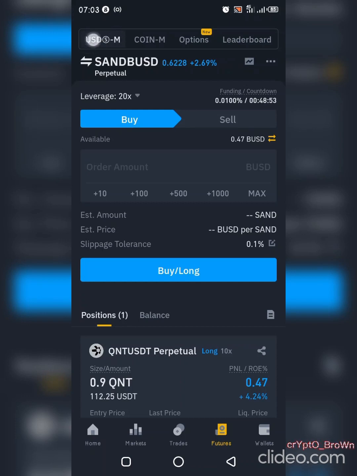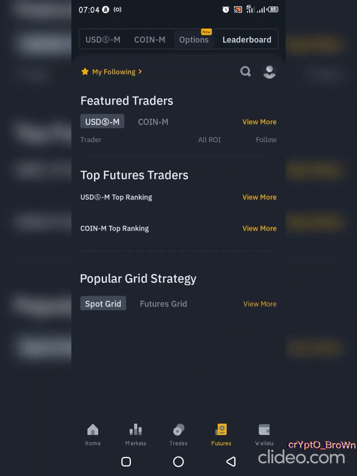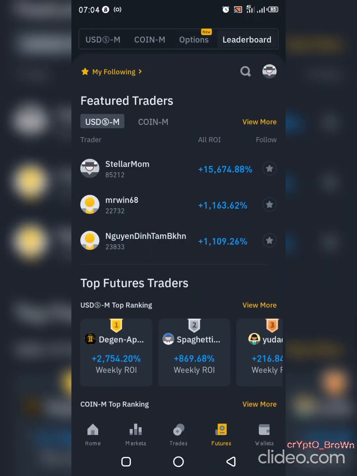You can see USDM futures over here. The USDM futures tells us that what we are trading with is USDT. And the COIN-M futures tell us that what we are trading is based on coins. We are trading with the coins on the pairs. Option trading is similar to futures trading, however it has expiration dates, and the leaderboard over here tells us the people who are leading in the futures trading market. All right, now let's come to the USDM futures.